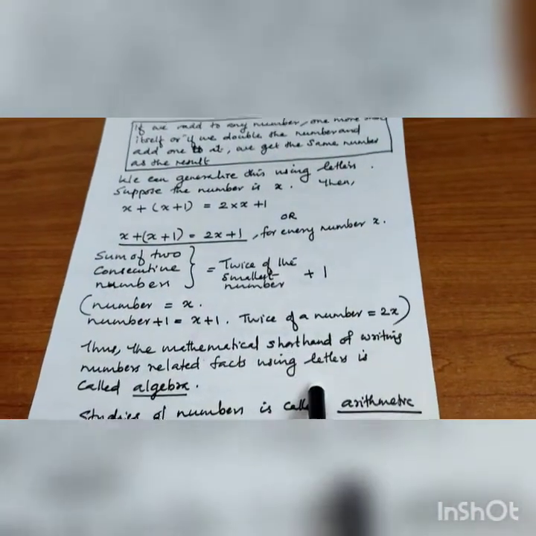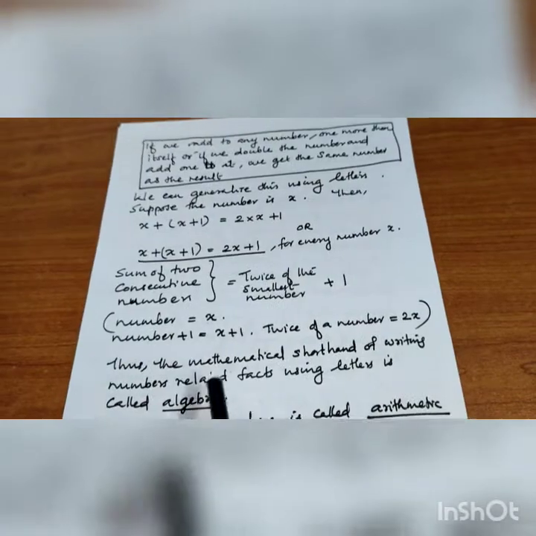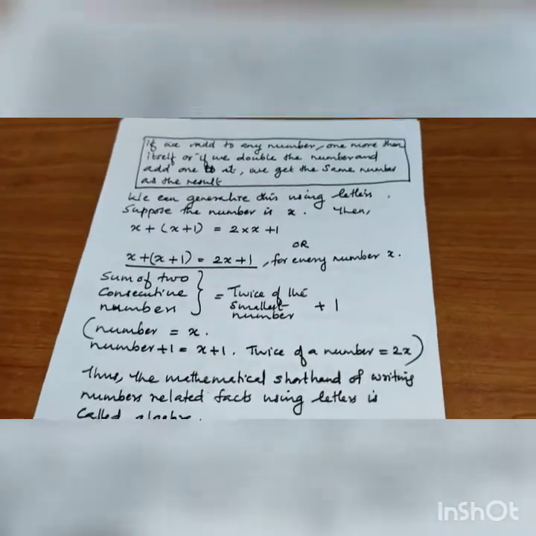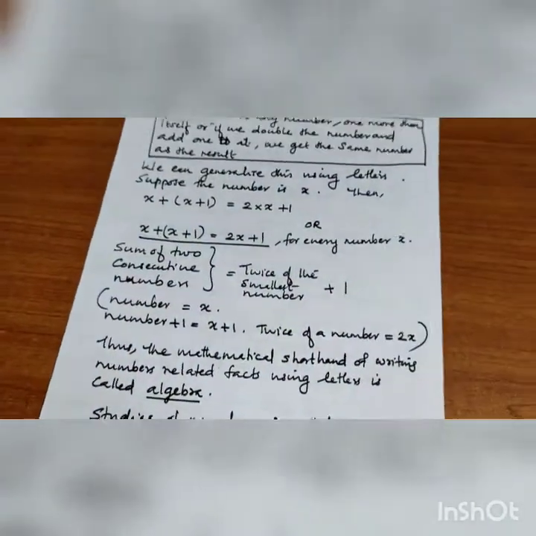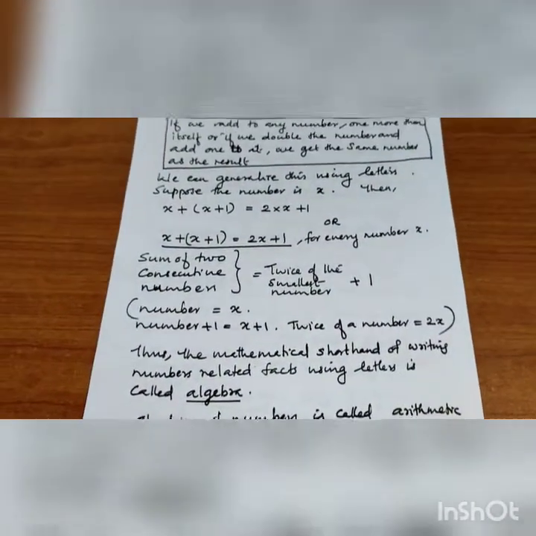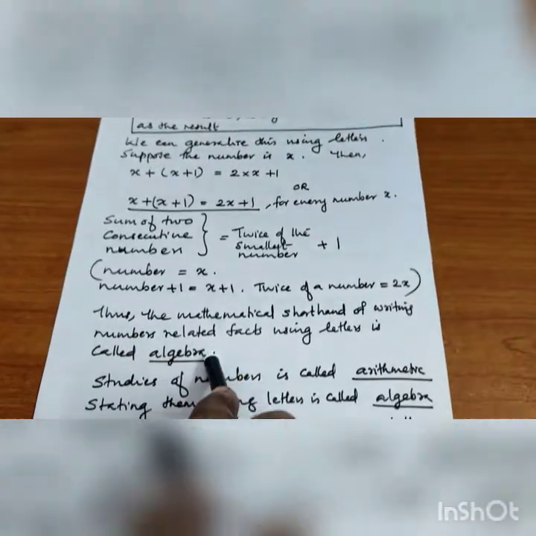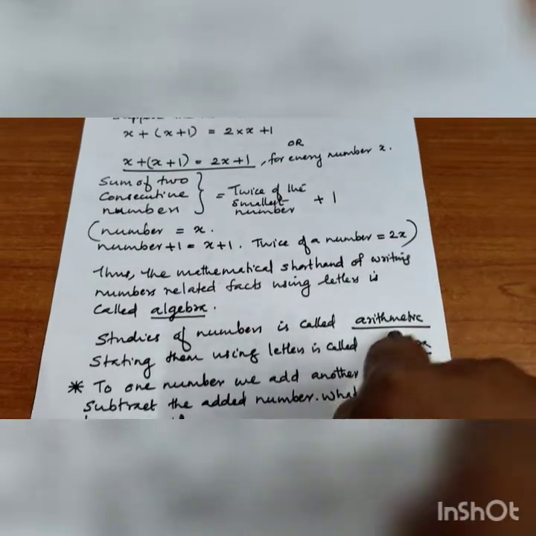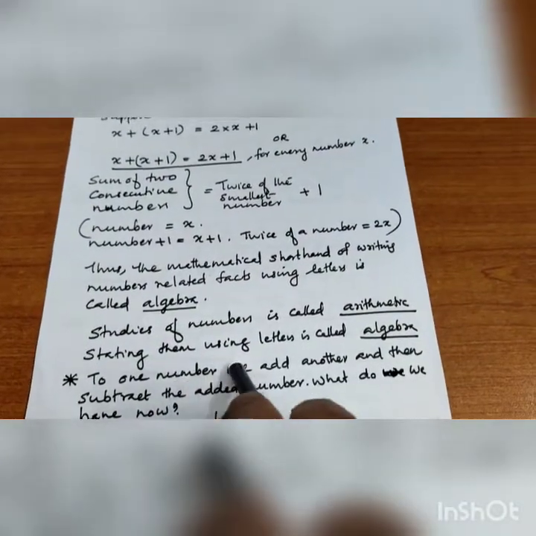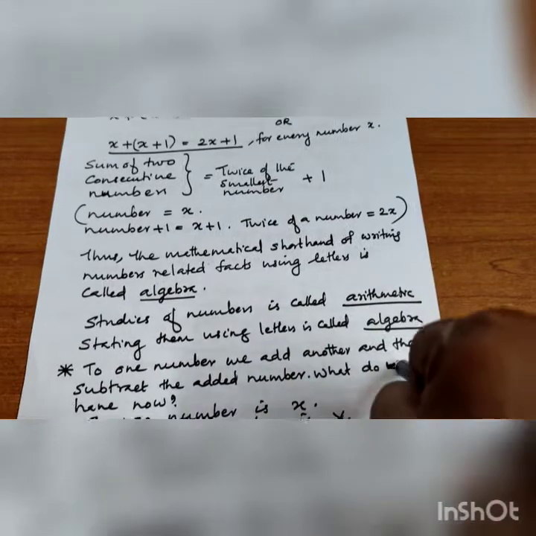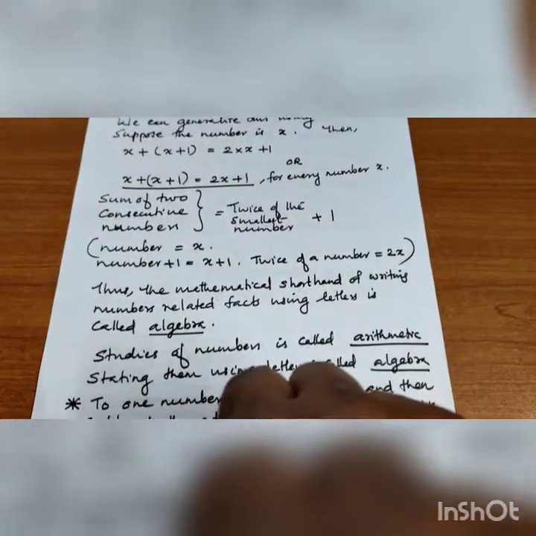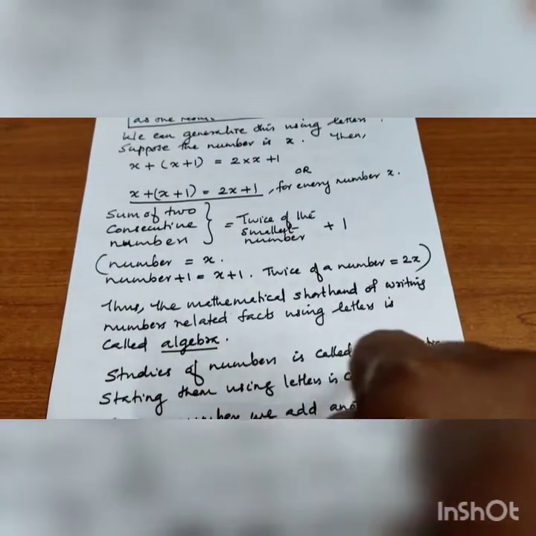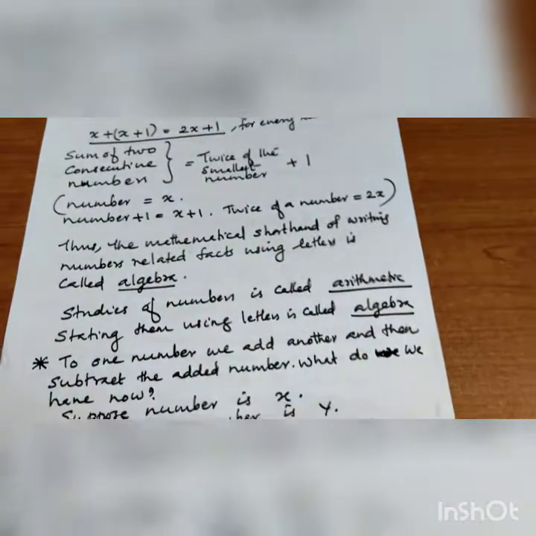Thus, the mathematical shorthand of writing numbers and related facts using letters is called algebra. If we denote letters instead of numbers, then that type of mathematics is called algebra. Study of numbers is called arithmetic. Stating them using letters is called algebra. If we study the numbers, then that is arithmetic. But when we denote that statement by letters, it is called algebra.